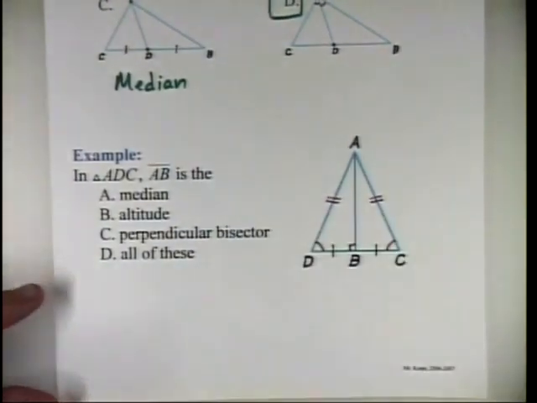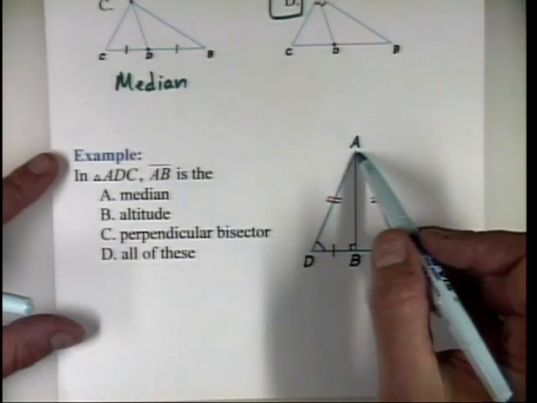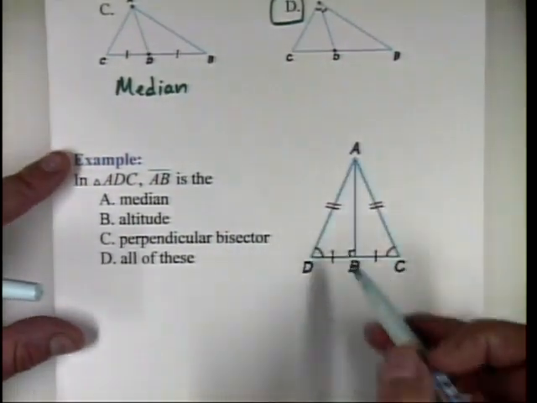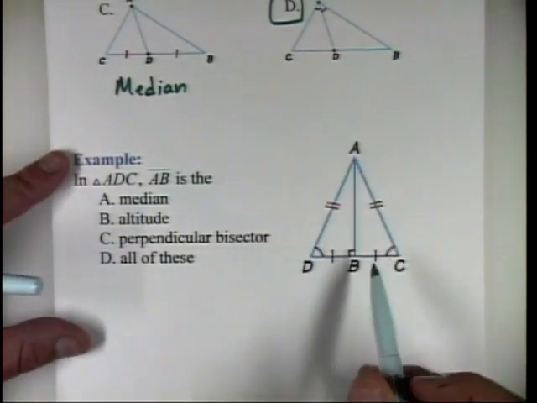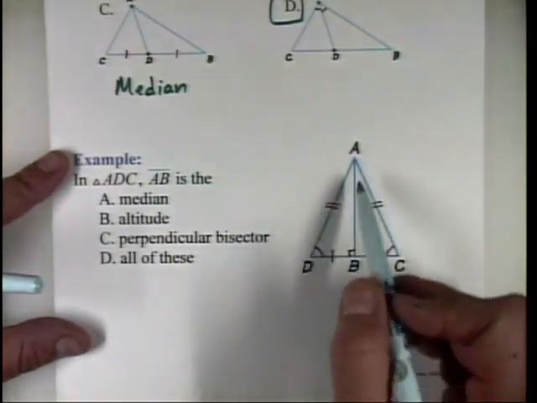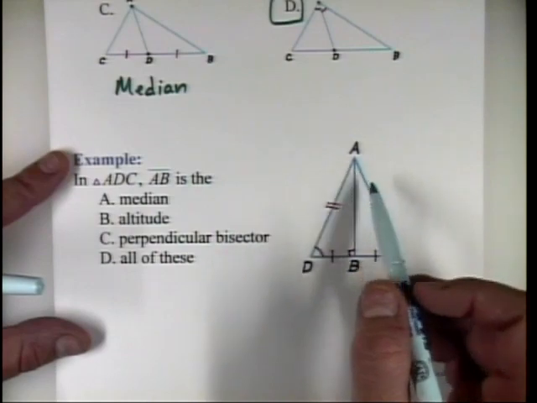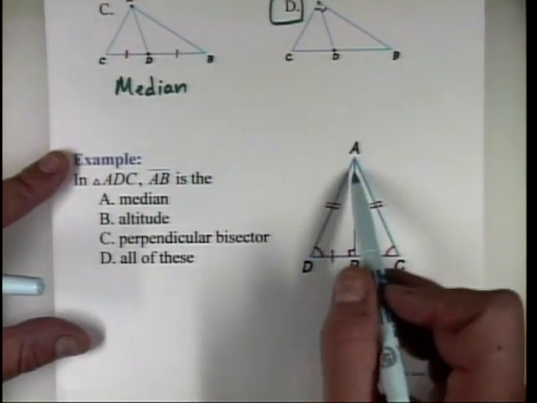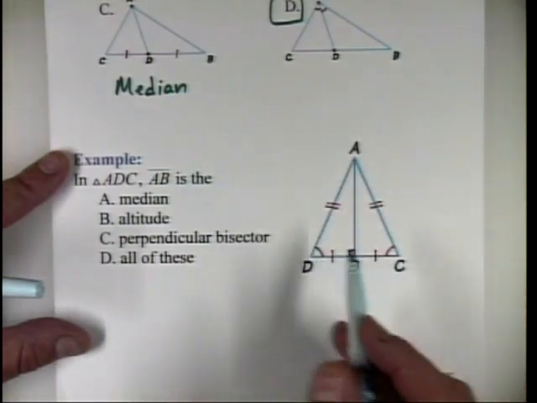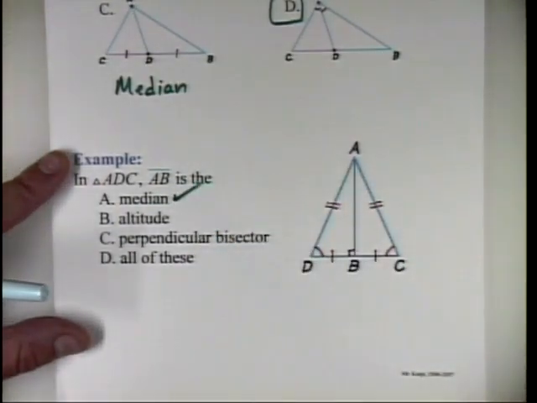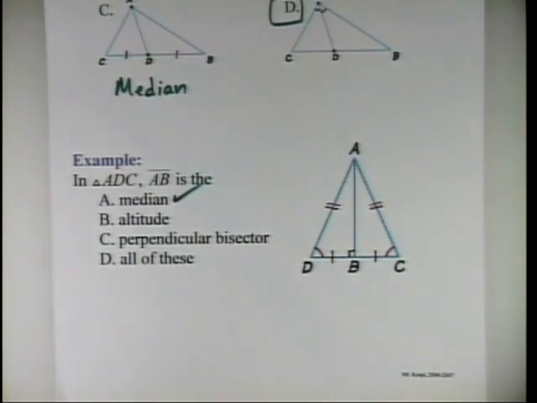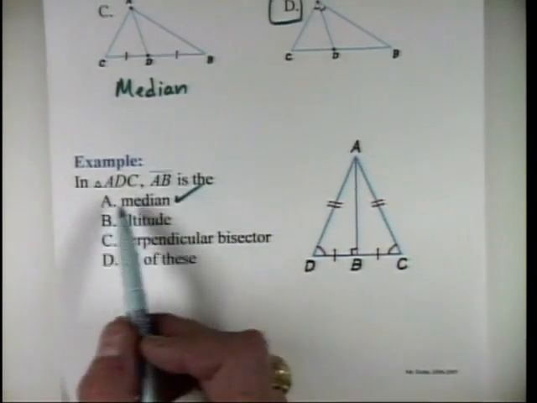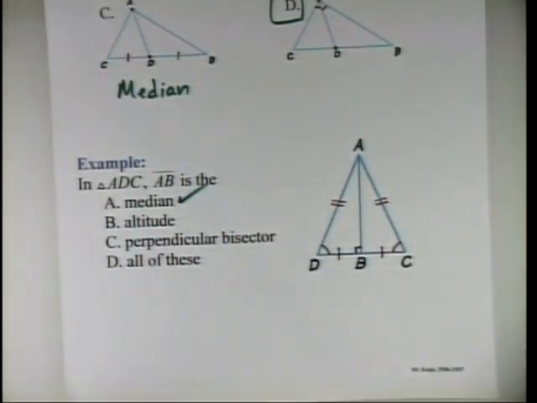All right, moving along here. In triangle ADC, segment AB is the what? Well, we'll look at all these tick marks here. Well, first of all, I know that AB is drawn from the vertex, and it bisects the opposite side. Notice the two tick marks. So I know that anything that's drawn from the vertex that bisects is a median. So yeah, it's the median. Now don't just circle A and move on, because notice on choice D it says all of these is a possibility. And if you just circled A, you would not be putting the best answer.